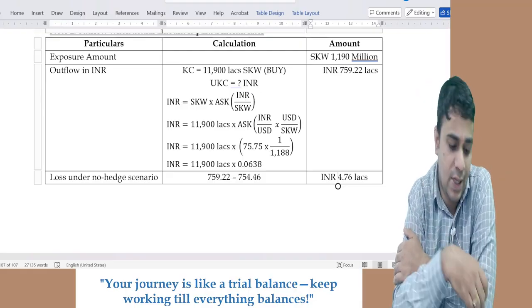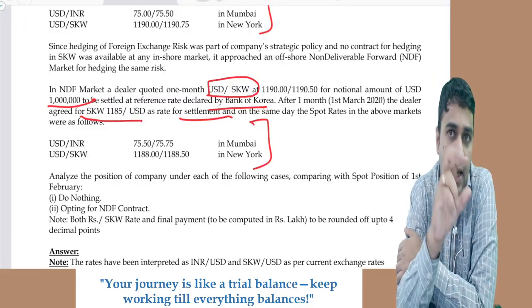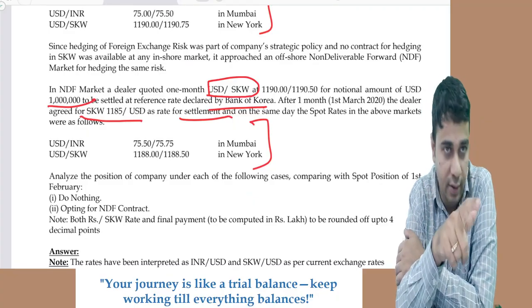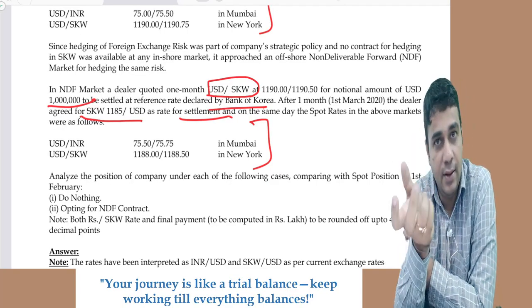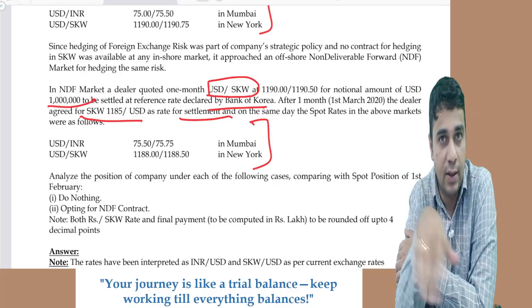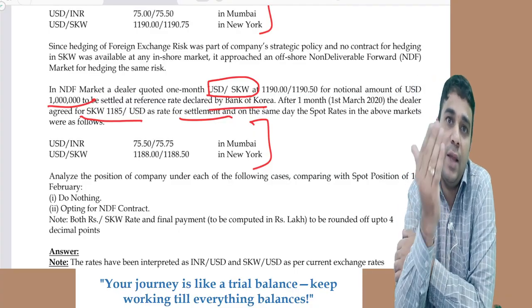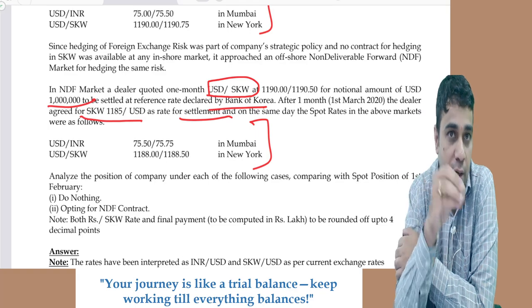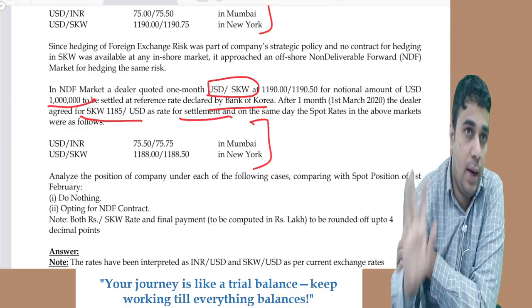Clear? The only challenge here is, because there is a bid and an ask rate, I will use the forward contract format. What is the forward contract format? Entry date, position, action, and then we write the rate. We'll write bid and ask, all that in the format, get the profit or loss. Once we get the profit or loss, we'll convert that into INR and add that number to the 759 you have calculated. This number can go up or can go down. Clear? Any doubts on this?